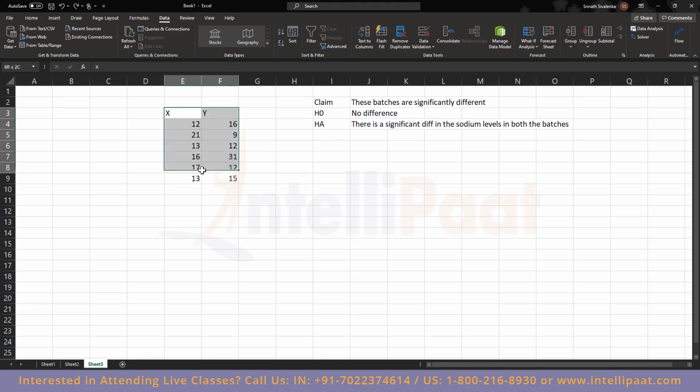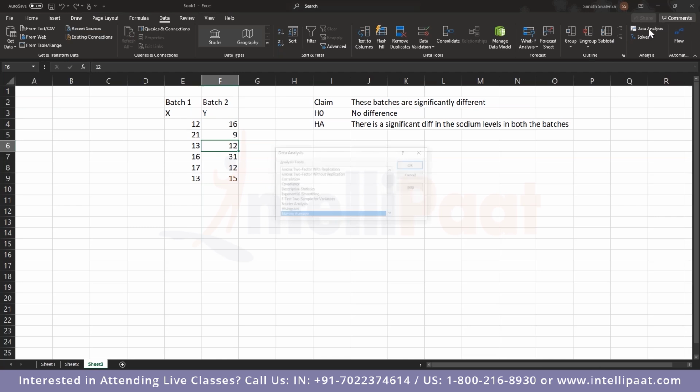What kind of a test is this? Let's say batch 1 and batch 2. What kind of a test are we talking about over here? Is it a paired sample t-test, or is it a two sample t-test? It's a two sample t-test. Spot on, correct. It's a two sample t-test because there is no dependency between these two samples.